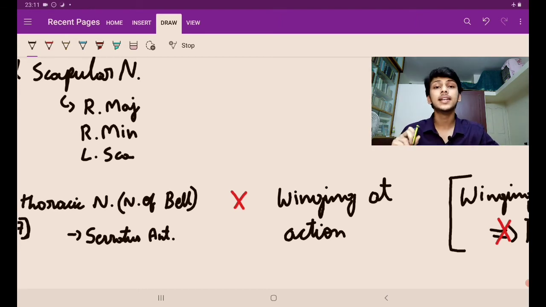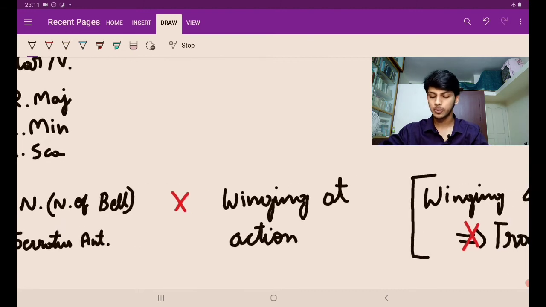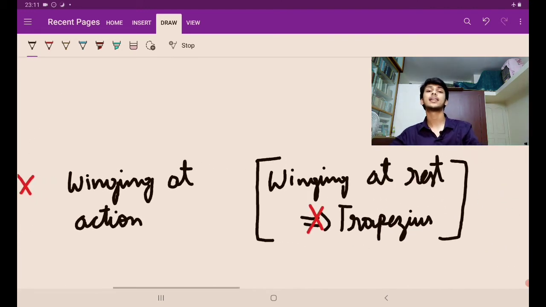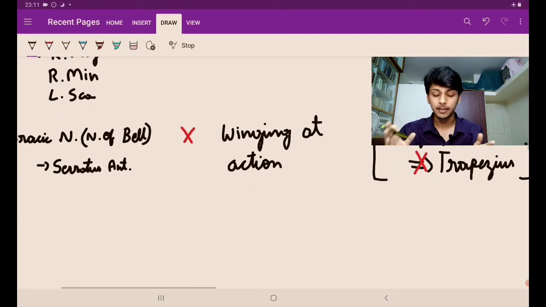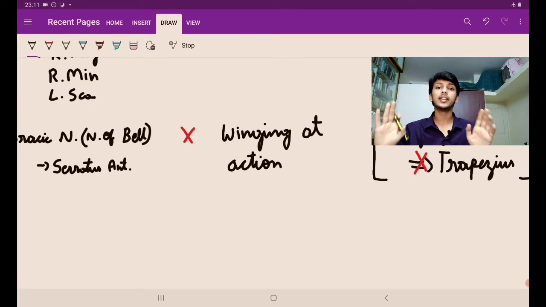But there is one more case where there is winging of scapula at rest. The medial border becomes prominent at rest. That is at the paralysis of trapezius muscle. Remember this, guys. Clinically, winging of scapula at rest is not by the serratus anterior. It is by the trapezius muscle paralysis. The serratus anterior muscle paralysis manifests as the winging only when there is action.